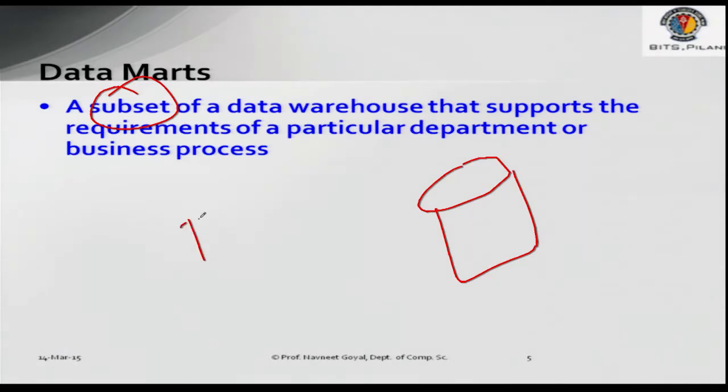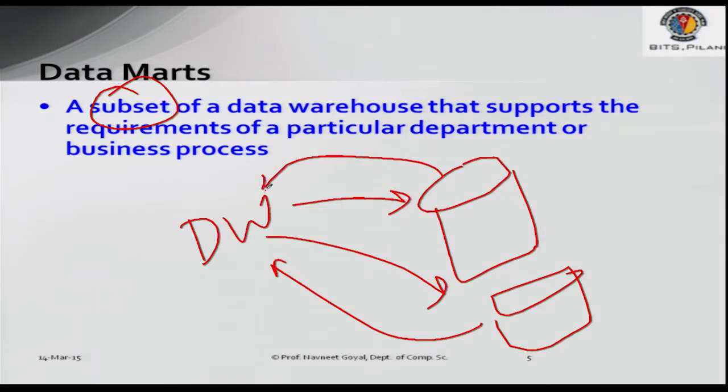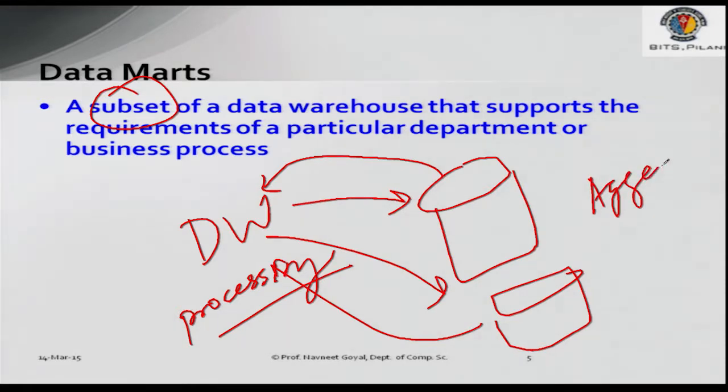So if this is my data warehouse and these are my data marts, right? Say 2 data marts. So the flow can be from here to here, or also from data marts to data warehouse. And while we do this, there is always some kind of processing involved, and this processing typically involves aggregation. So I'll give you some idea about both aspects of this. So it is not a proper subset in the mathematical sense. Okay.